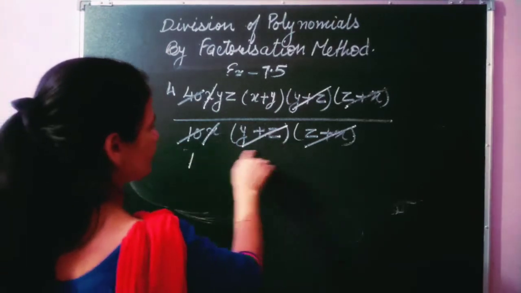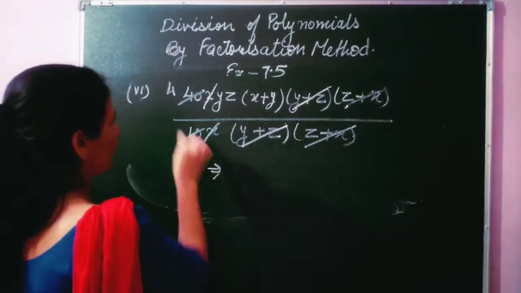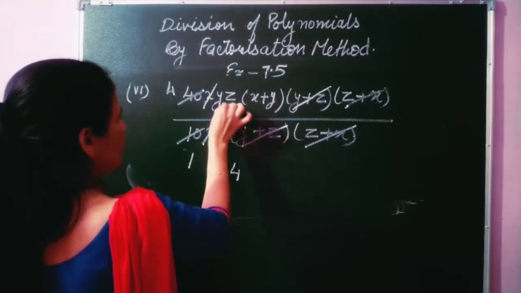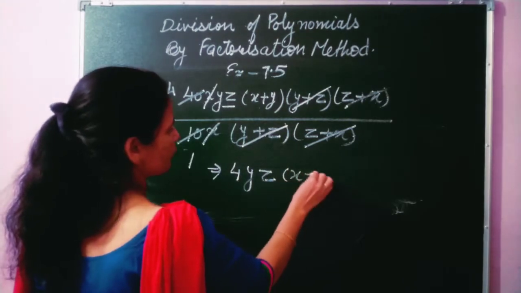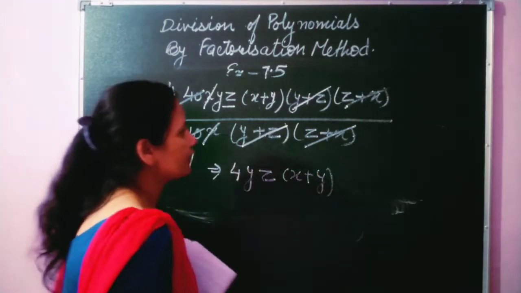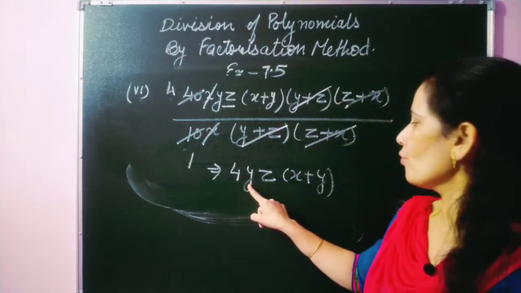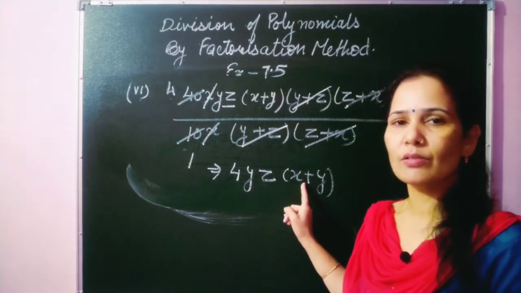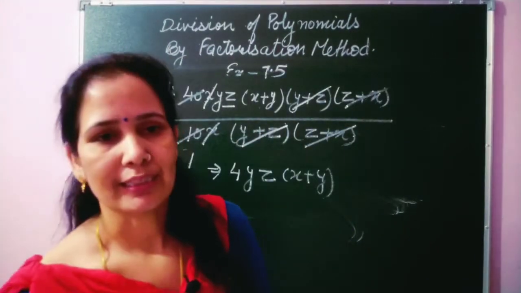So all the divisor, all the factors cancel out. Now we are going to write the remaining ones. From here 4, this yz, and from here only x plus y. So when we divide, we get the quotient, the answer, 4yz(x plus y). Okay students, now we are going to discuss the second question.